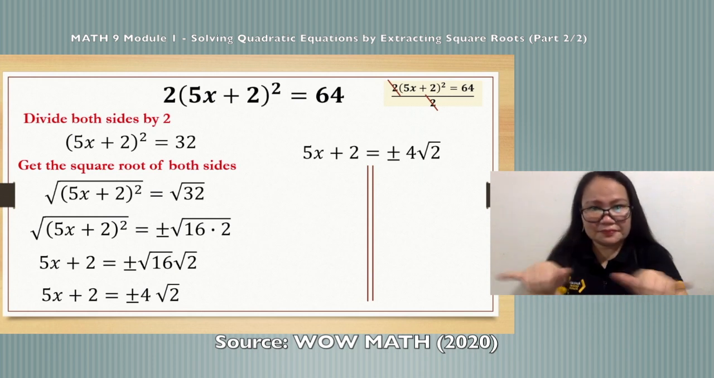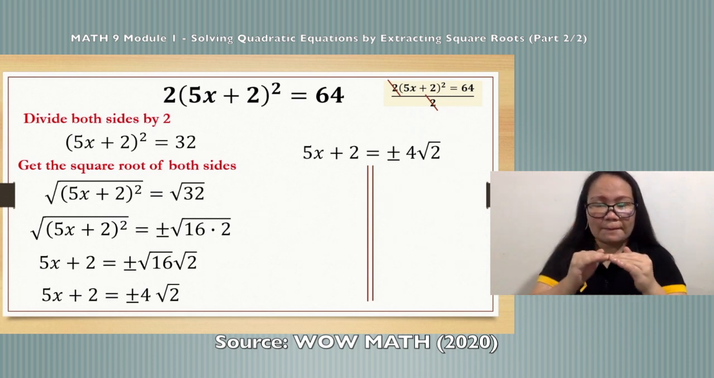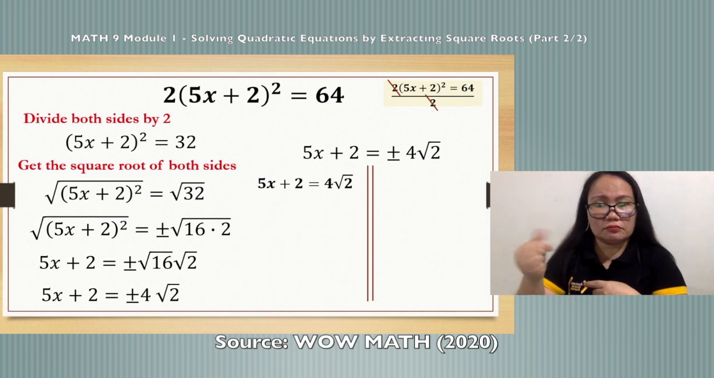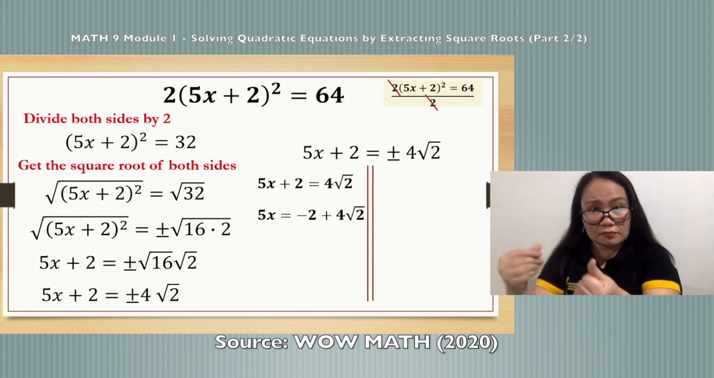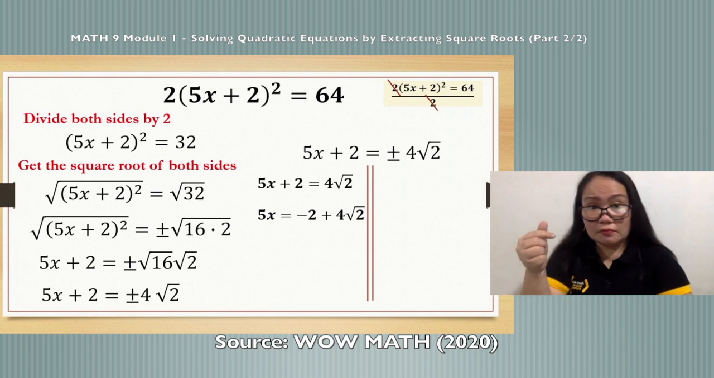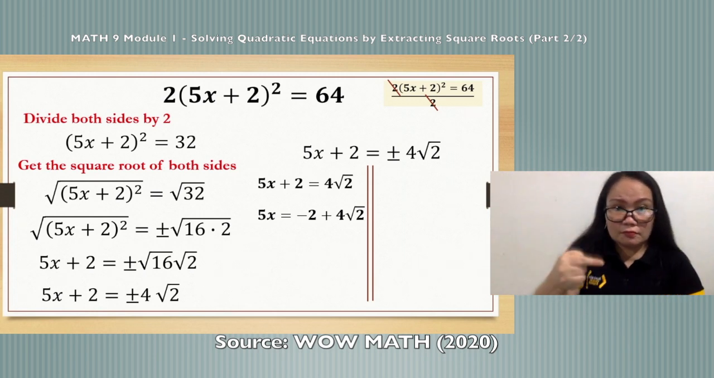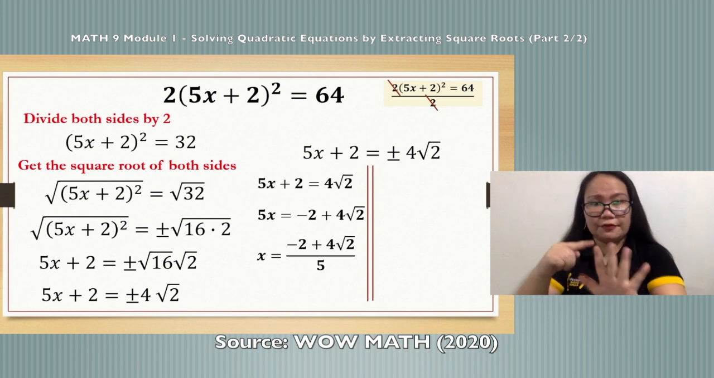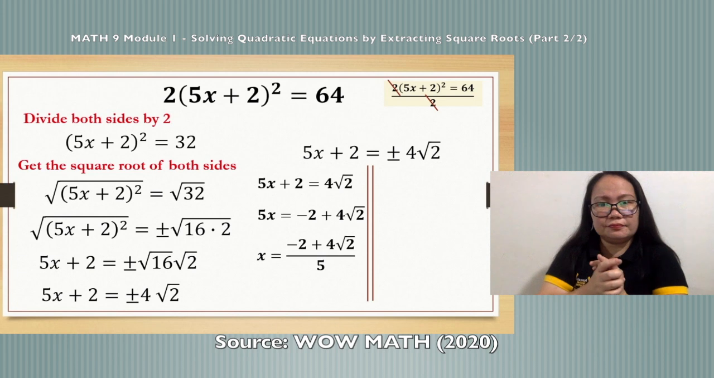So, ganun ulit. Since positive at negative siya, ibig sabihin, dalawang equations natin dyan. So, we have the first equation, 5x plus 2 is equal to positive 4 square root of 2. Solve for x. So, we will have 5x is equal to negative 2, lipat natin si positive 2, and then plus 4 square root of 2. So, divide both sides by 5. So, we will now have x is equal to negative 2 plus 4 square root of 2 over 5.